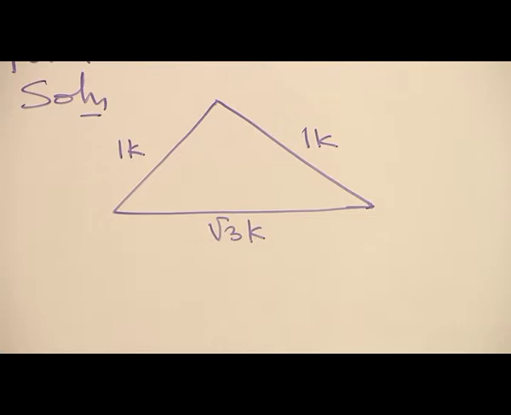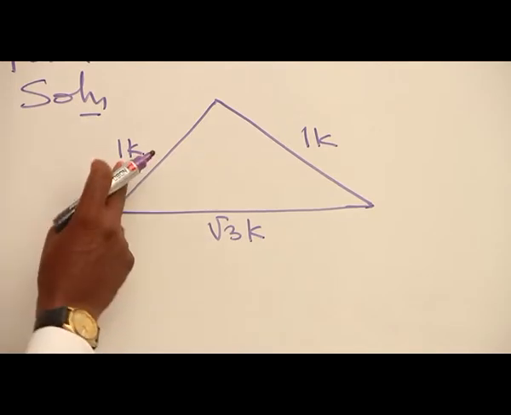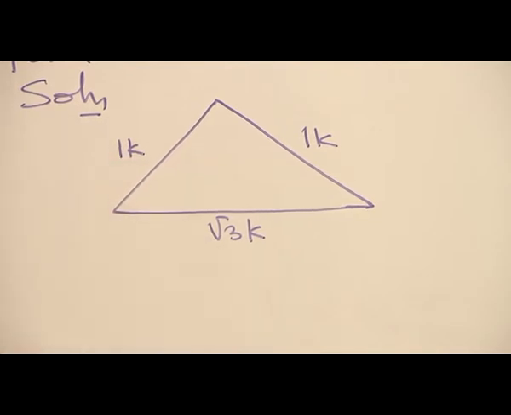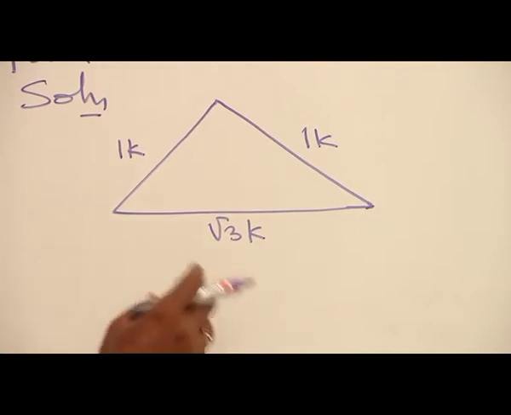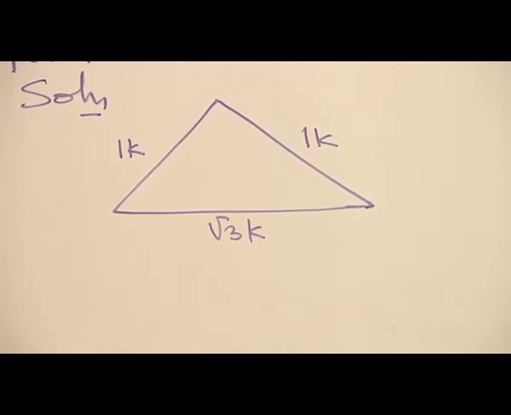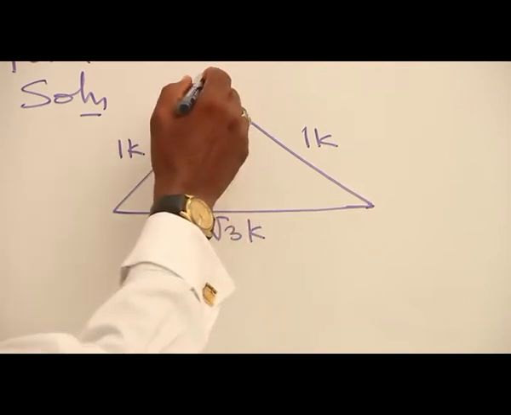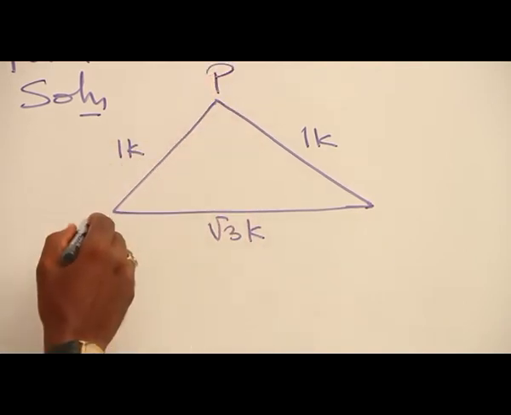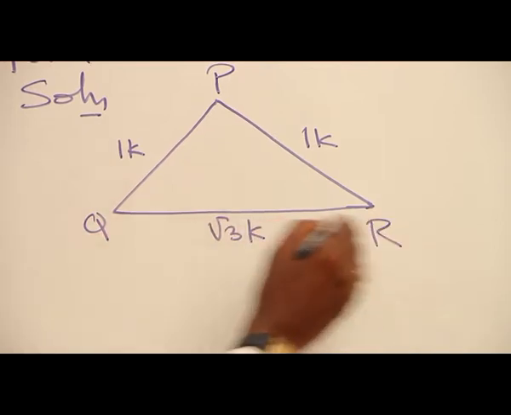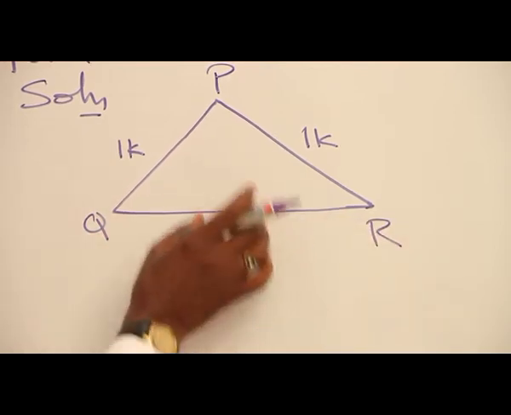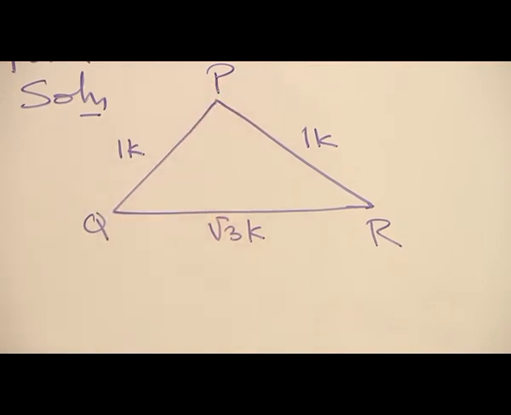Assuming that we multiply that by a factor k, which gives us the actual length of the dimensions of the triangle, we will have something like this: 1k, 1k, root 3k. Now, this is our angle. This is angle P, and then this is your Q, and then this is your R, because root 3k is opposite angle P. With this one, we are going to calculate the ratio of angle P, Q, and R.